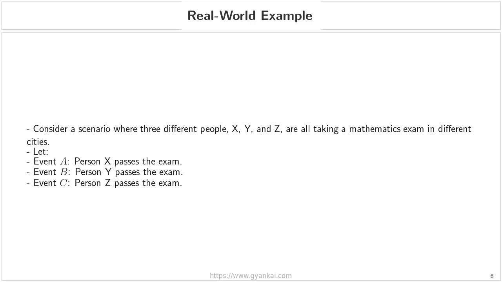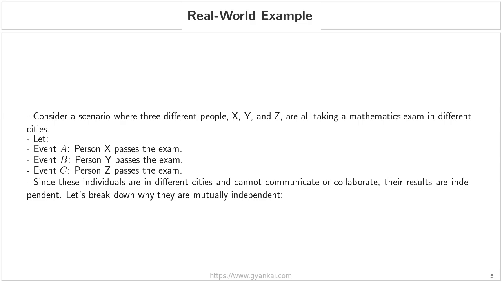To turn this into a probability problem, let's define our three events. Event A is the event that person X passes the exam. Event B is the event that person Y passes, and event C is the event that person Z passes. Now, because these individuals are in different cities and have no way to communicate or collaborate on the exam, the outcome of one person's exam has no influence on the others. This suggests their results are independent.